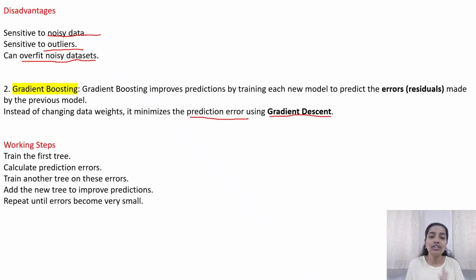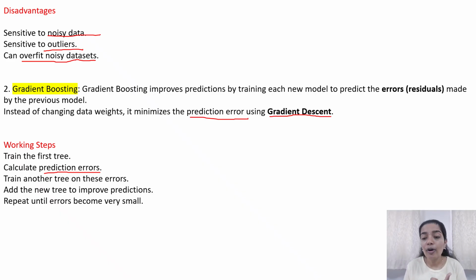Then it also has some working steps. So basically it will obviously start with one tree. We will calculate the errors, prediction errors. Then we train a different tree on those errors, and we keep on adding different trees so that we could improve the prediction, or we could improve the accuracy. And we repeat the same process till the error gets minimized, till a very small error is remaining.